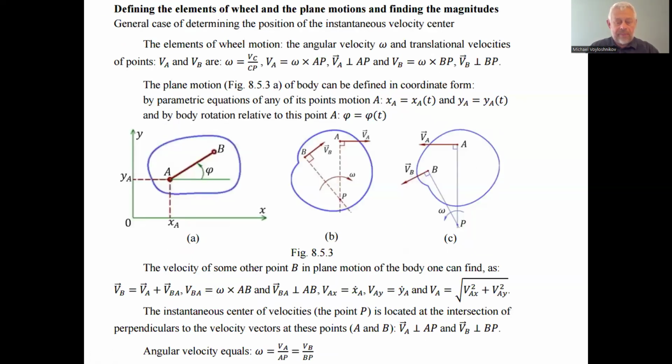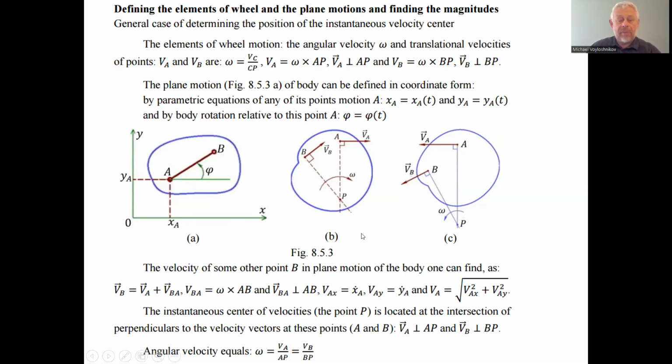So about the definition of the motion of the physical body of flat motion: the physical body of flat motion is one in which all points of the physical body move parallel with a definite fixed plane. This is a flat motion of the body.